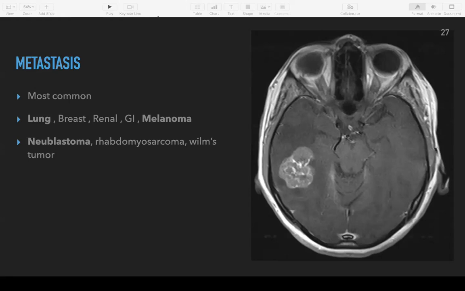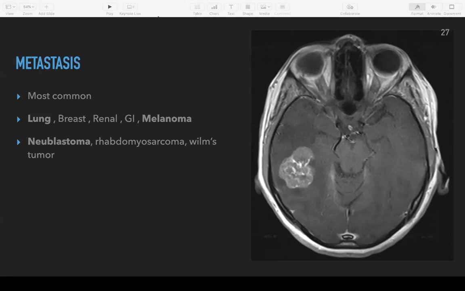But if we have a question asking what is the most common metastatic brain tumor, it will be lung. And this is applicable for adults. If we are talking about the pediatric age group, we are talking about neuroblastoma, rhabdomyosarcoma, and Wilms tumors.